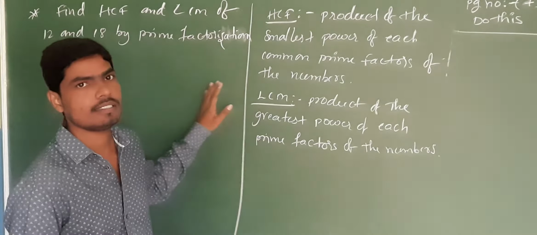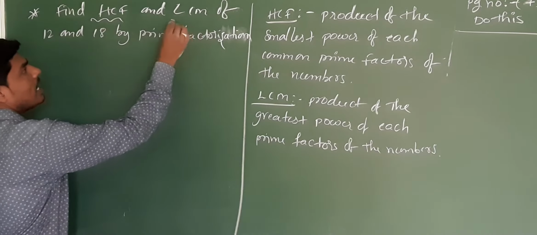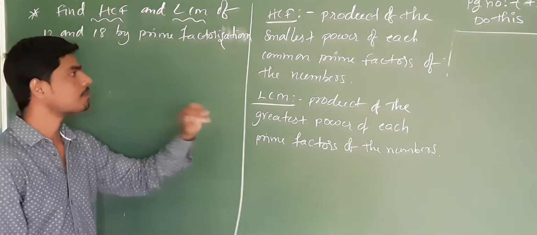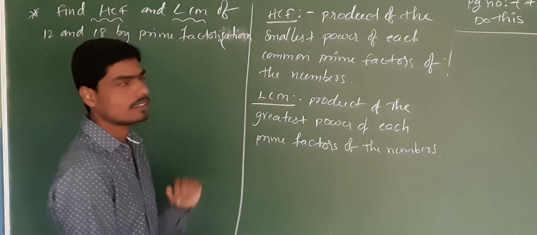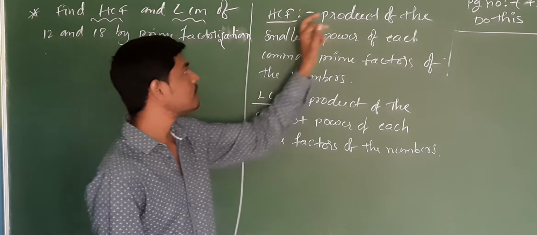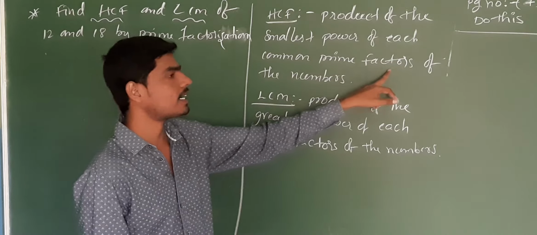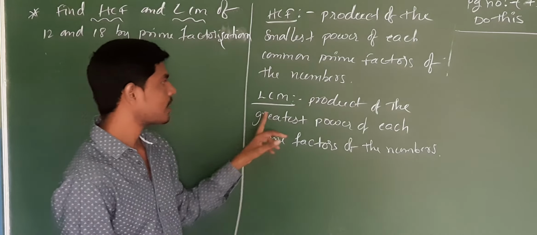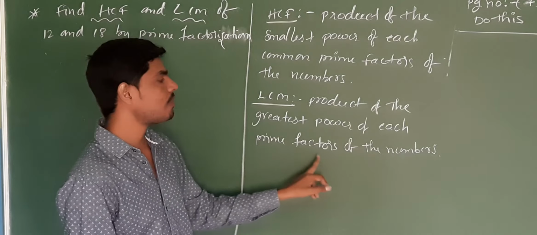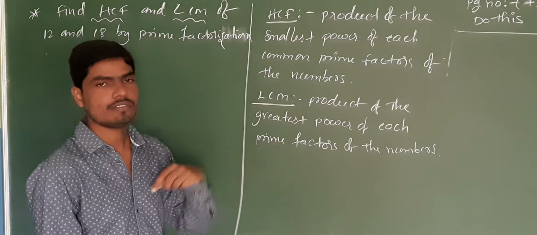So next concept is here. Find HCF and LCM of 12 and 18 by prime factorization. Here HCF and LCM. Read this statement once. HCF: product of the smallest power of each common prime factor of the numbers. LCM: product of the greatest power of each prime factor of the numbers. What does it mean? Let's do that problem. You will understand very easily.